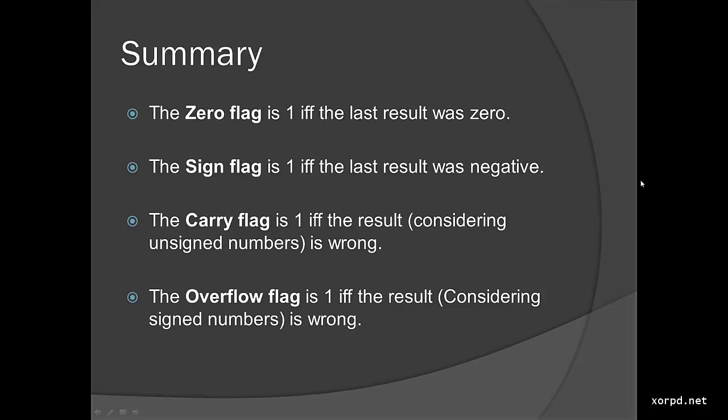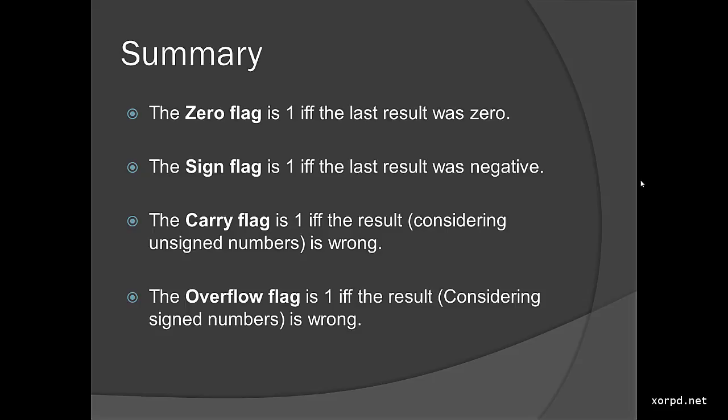Summary of the things that we have learned in this lesson. The zero flag is 1 if and only if the last result was 0. The sign flag is 1 if and only if the last result was negative. The carry flag is 1 if and only if the result, considering unsigned numbers, is wrong. The overflow flag is 1 if and only if the result, considering signed numbers, is wrong.